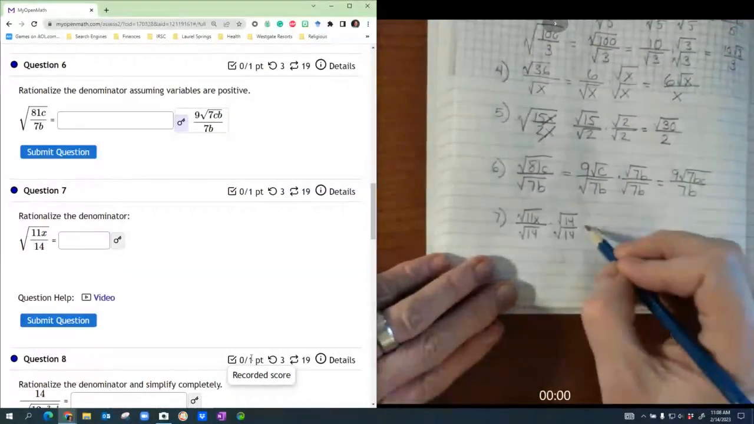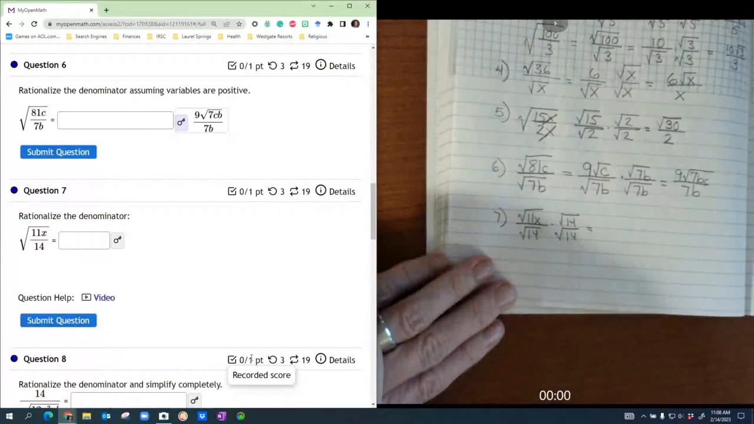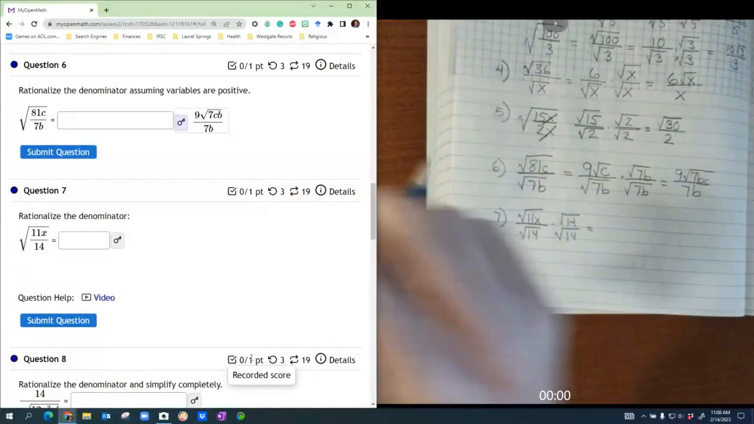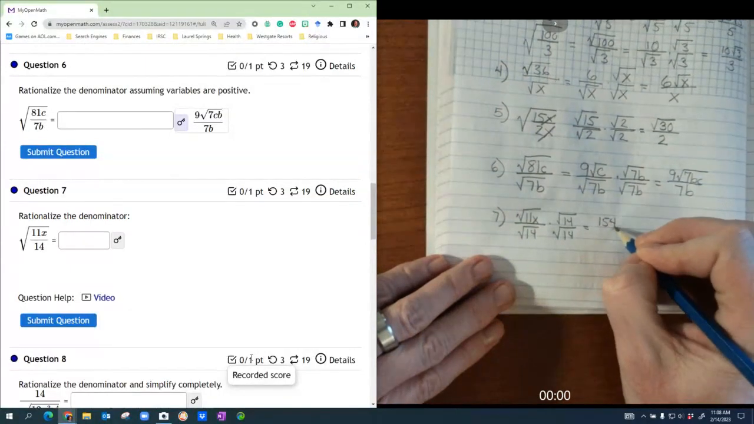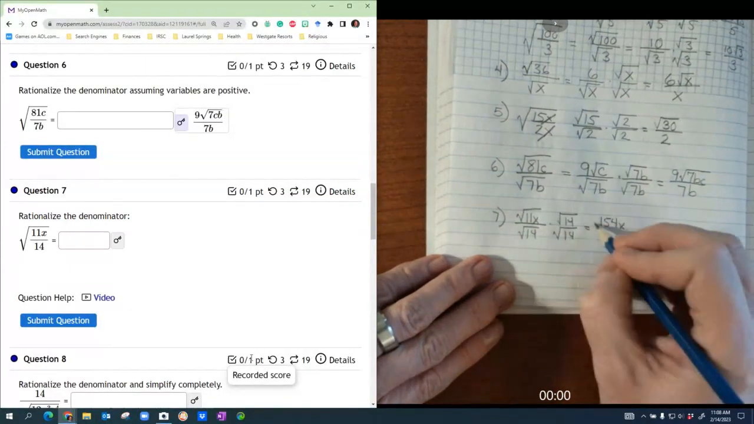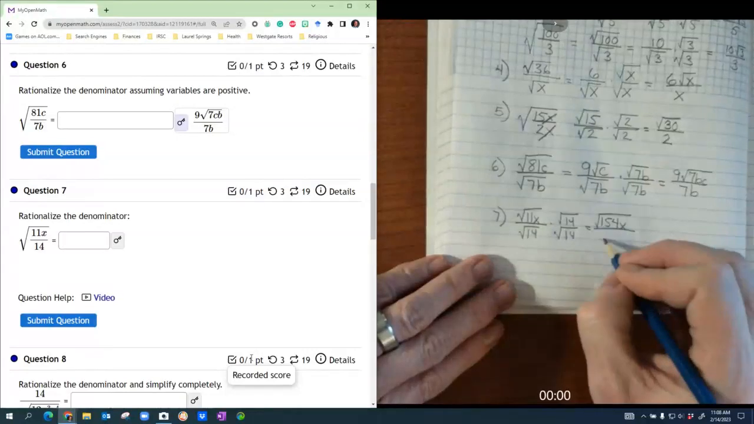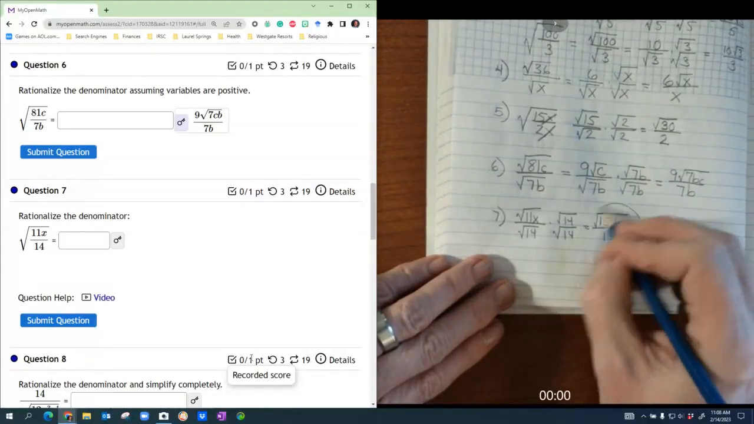Alright, so once I get that, I'm going to do 11 times 14, which is going to be 157, or not 157, 154, excuse me. And now I have x. I'm going to put that in the radical system, and it's going to give me 14. I'm done. Here's my answer.